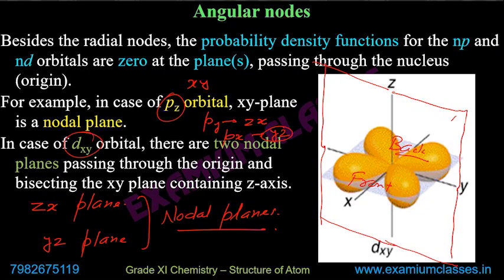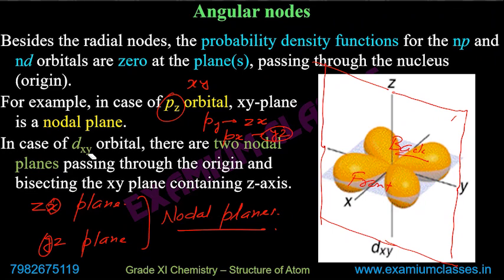Similarly, for DXY, you have to consider X with the other one first, and consider Y with the other one, YZ. So the remaining is Z. You will consider Z one by one with both, first with X and then with Y. Those will be the two nodal planes.